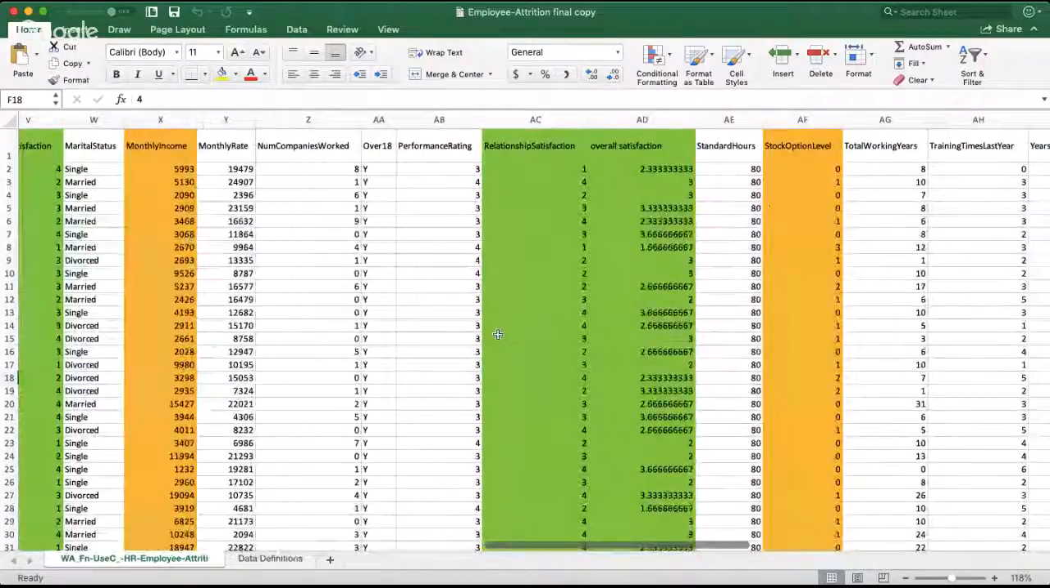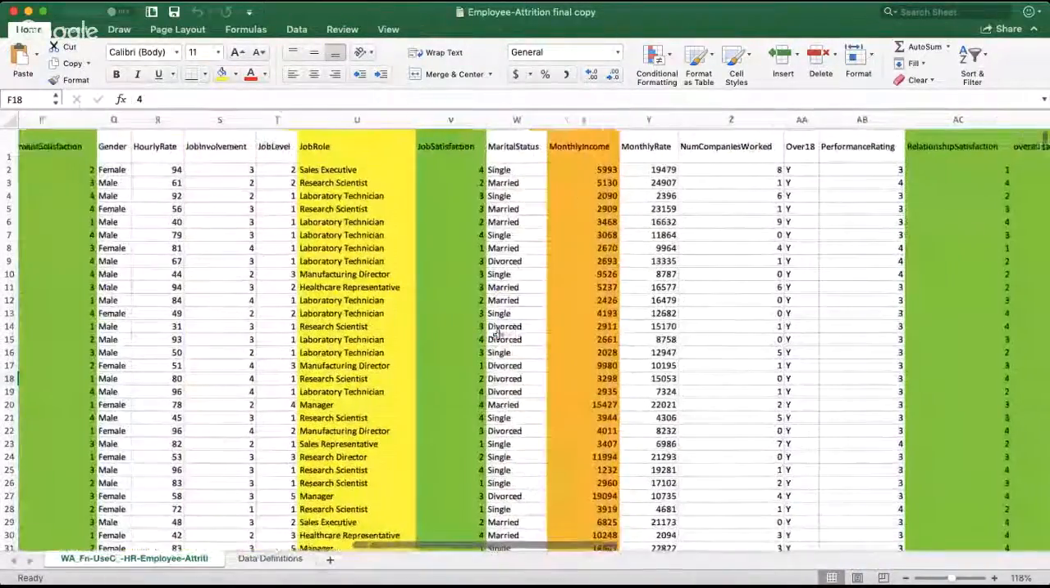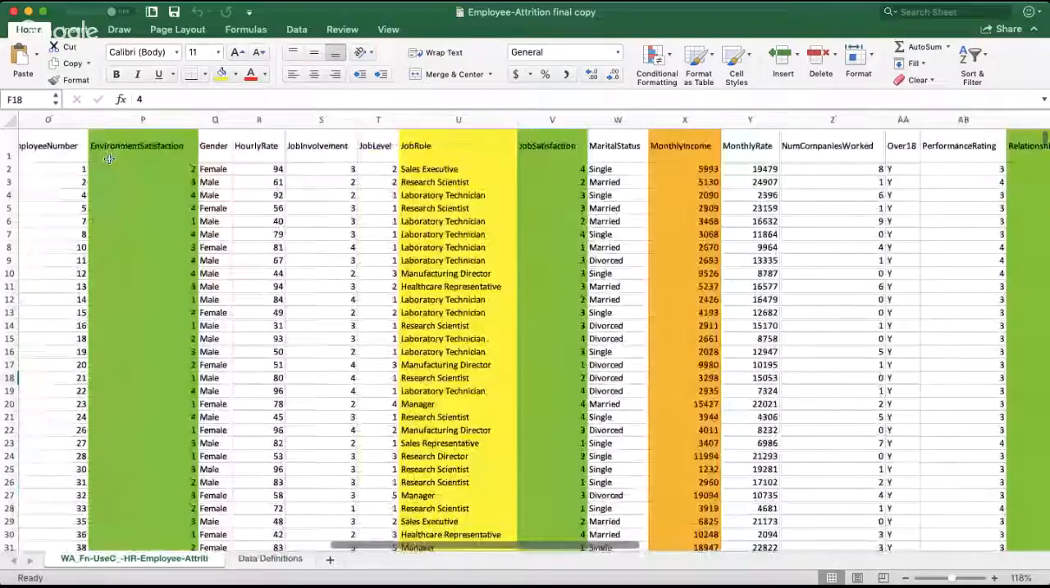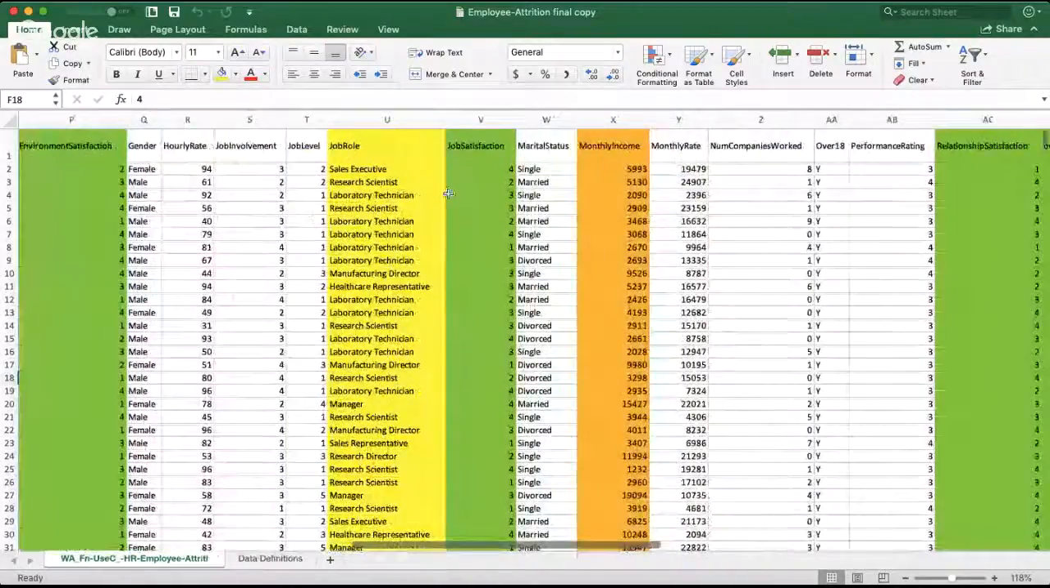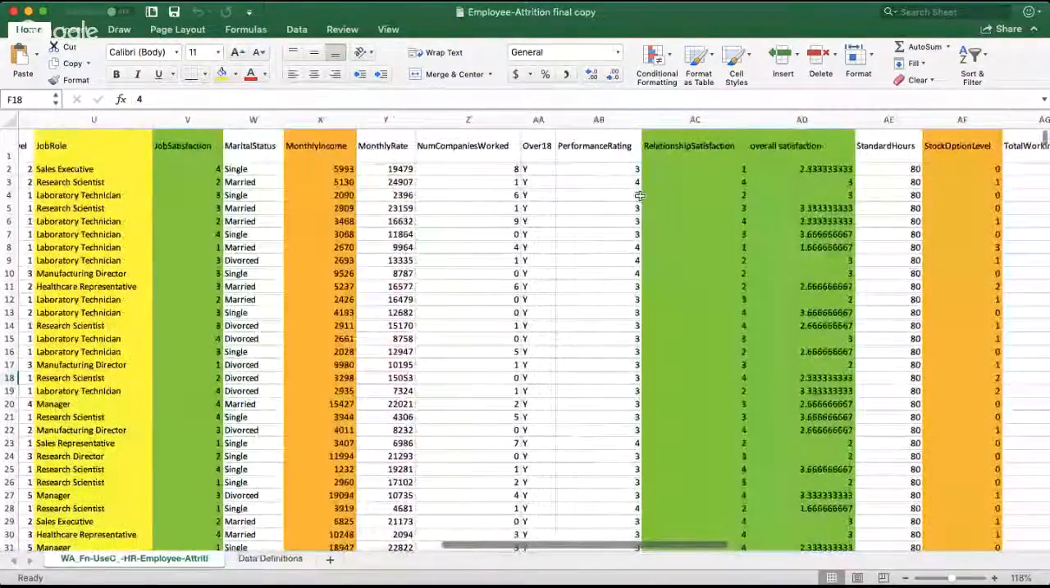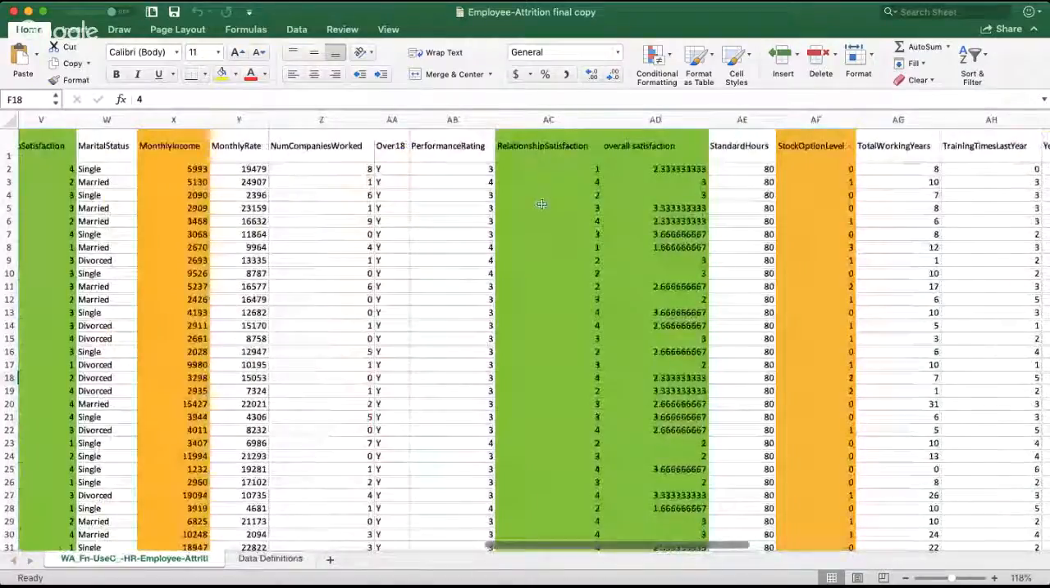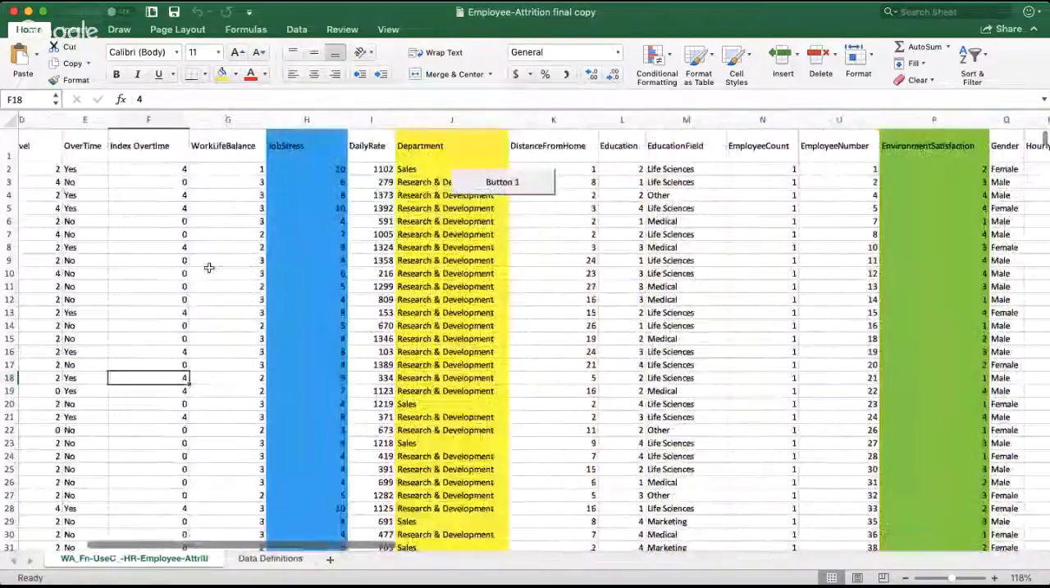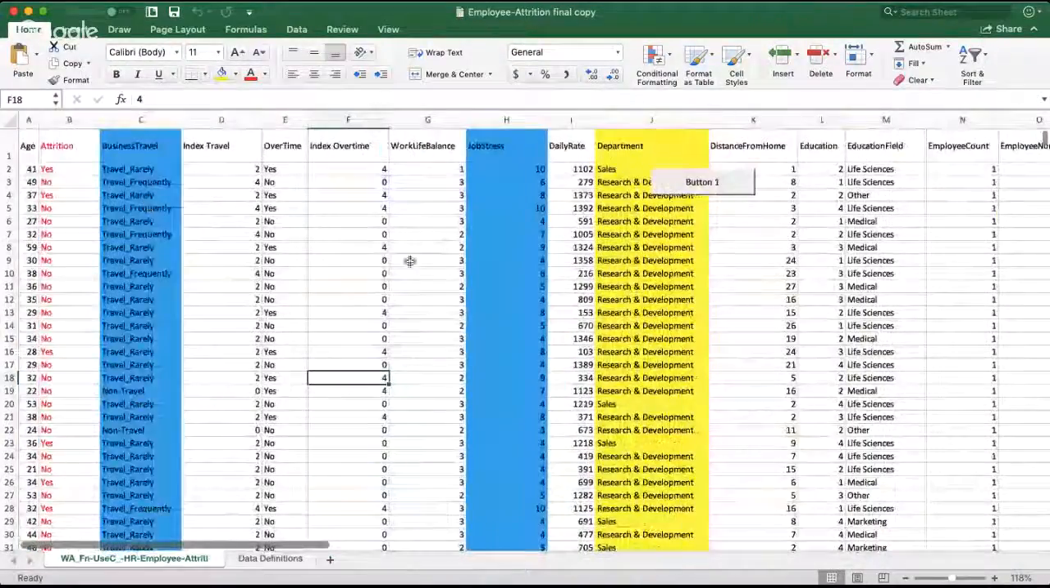For question number 3, we're using the green part: the environment satisfaction, job satisfaction, and relationship satisfaction. I also created another factor, the overall satisfaction, which is the average of the 3 satisfactions. The last question uses the business travel, the blue part, business travel and job stress.